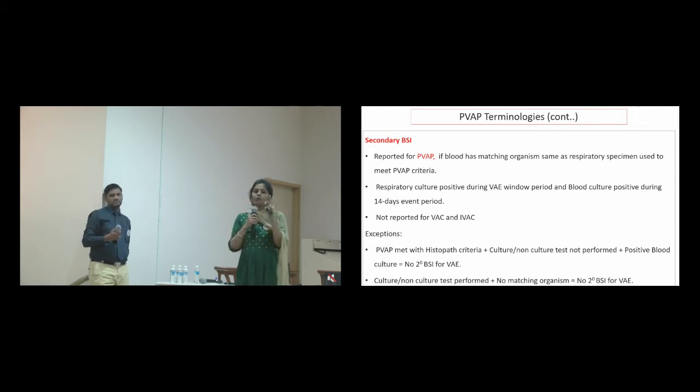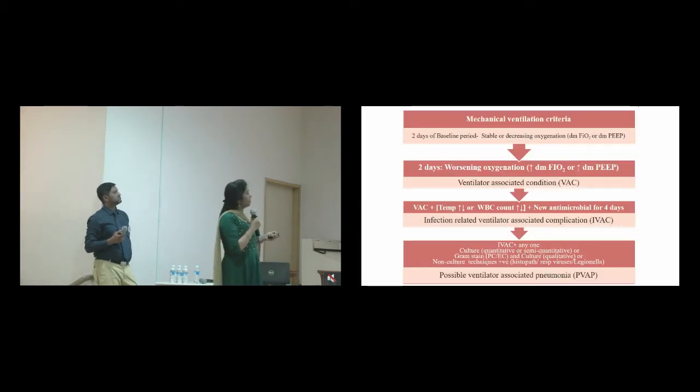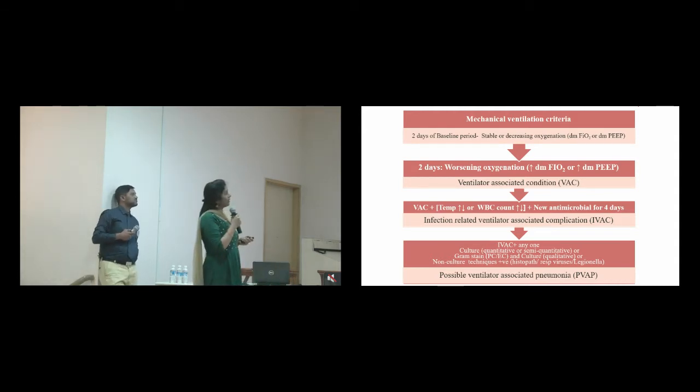Understood? So if you have a culture criteria used to fulfill the PVAP, then you look at the blood culture. If the blood culture has a similar organism, then you call it a secondary bloodstream infection. So this is the flow chart which I showed you in the beginning. I'll read it out. Mechanical ventilator criteria plus a 2 days baseline period which is nothing but stable or decreasing oxygenation, along with 2 days of worsening of gas exchange. You call it ventilator associated condition.